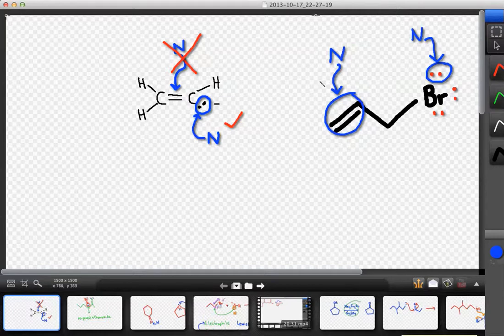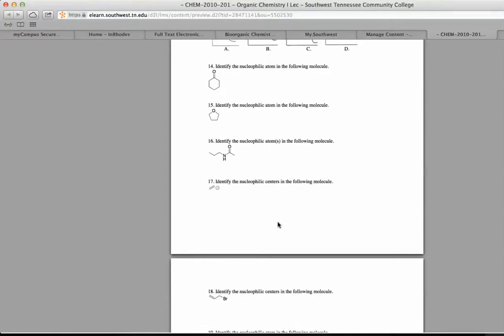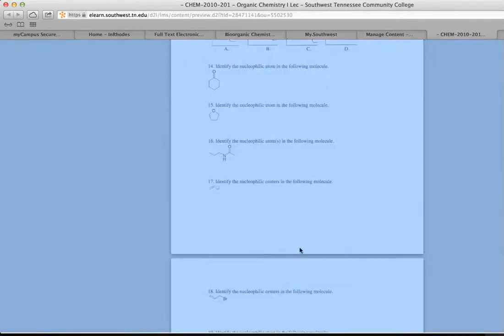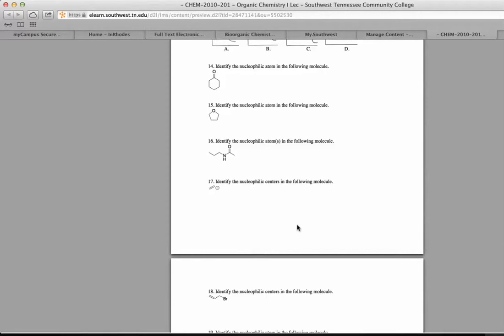hydronium ion, it's not going to be the lone pair that reacts. It's going to be the pi bond that reacts. But again, to be fair, that's not the question that they're asking. It asks to identify the nucleophilic centers in the following molecule. So this gives you an idea of how you would answer some of these questions.